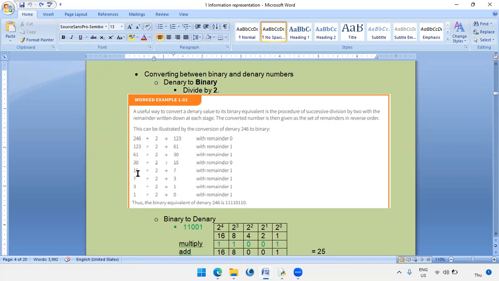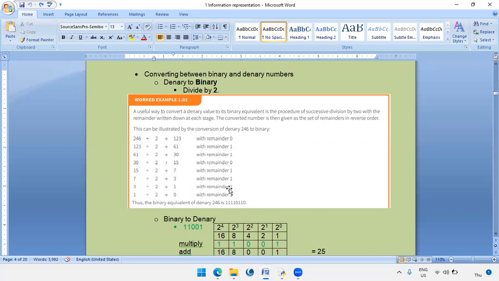Then you get 15 here and divide. You get 7 and remainder 1. 7 divided by 2, 3 remainder 1. 3 divided by 2, 1 and remainder 1. And 1 divided by 2, there's no 2's for 1, so you put 0 here and 1 remainder.